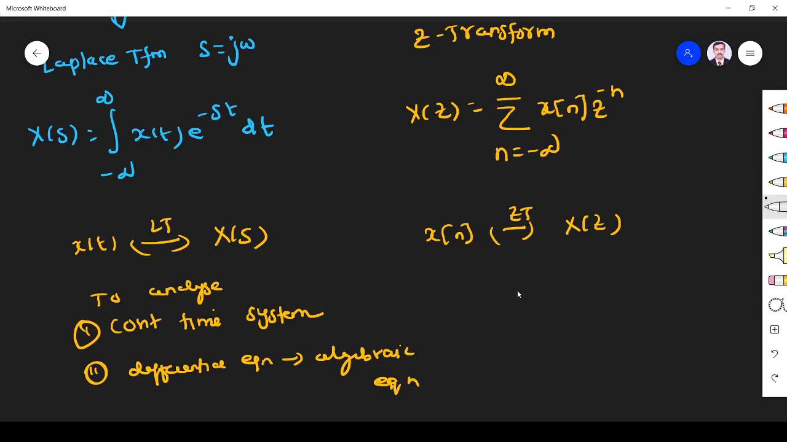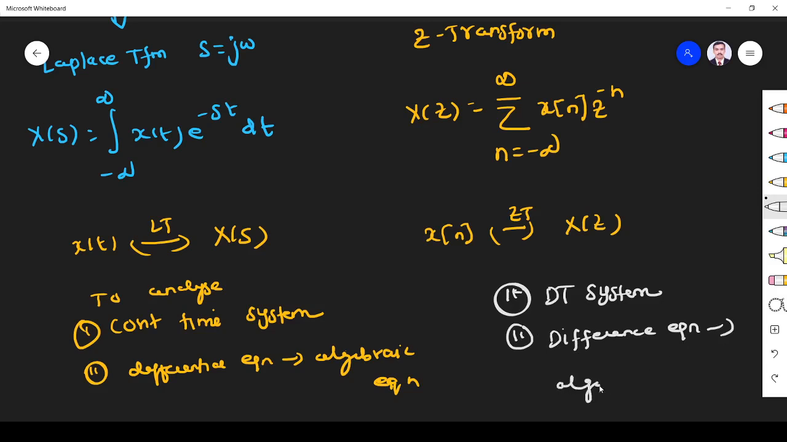Similarly, Z transform is used to analyze discrete time systems, and it will convert a difference equation into an algebraic equation. That's a beautiful concept, right? We will see all these things when we study this transform.